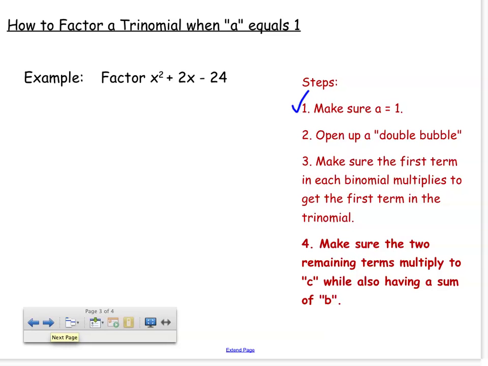Step 2 is to open up a double bubble. All that is a trick. It means open up 2 sets of parentheses, and you're going to create 2 binomials here.